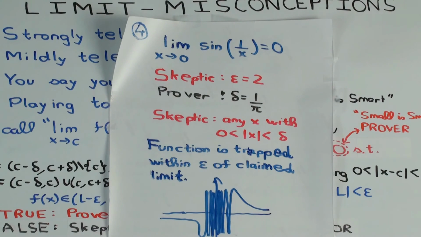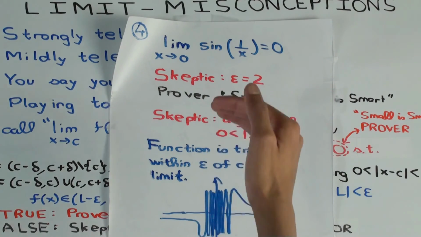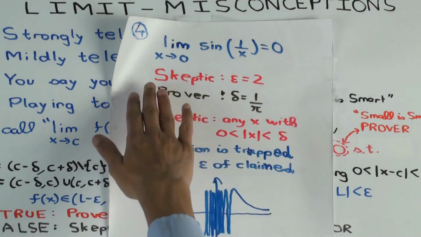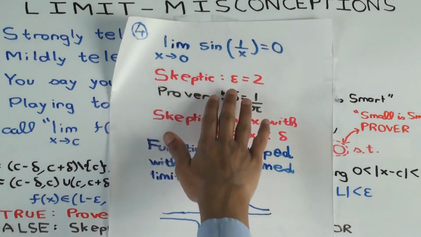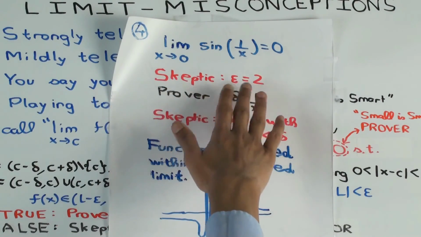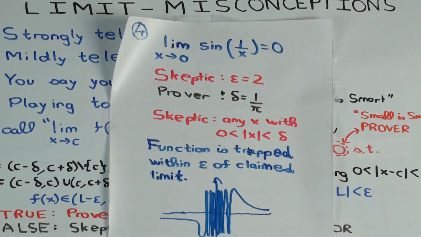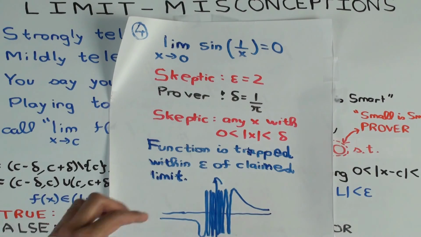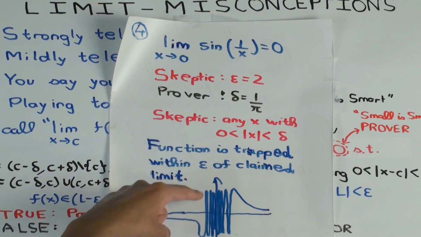So do you think that this proves the statement? No, in this case, it's still dependent on the epsilon that the skeptic chose. So yes, that's exactly the problem. We proved the thing from this part onward, but we didn't prove it for all epsilon. We only proved it for epsilon is 2. And 2 is a very big number, right? Because the oscillation is all happening between -1 and 1.